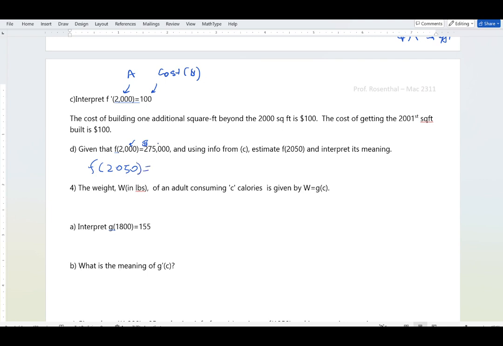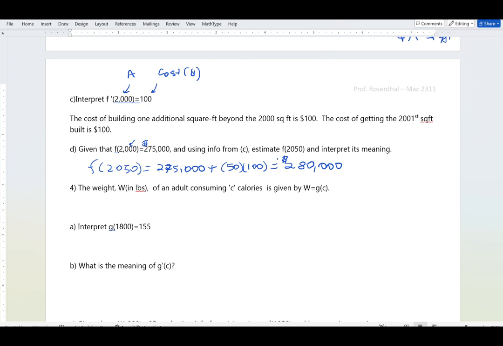So that will be the cost of building the 2,000 square foot house, first of all, 275,000 plus. You want to build 50 additional square feet at a rate of $100 per square foot roughly. And that will give our answer for the approximate cost of building a 2,050 square foot house. That turns out to be roughly, since this is 5,000 added to 275, we're going to get $280,000.